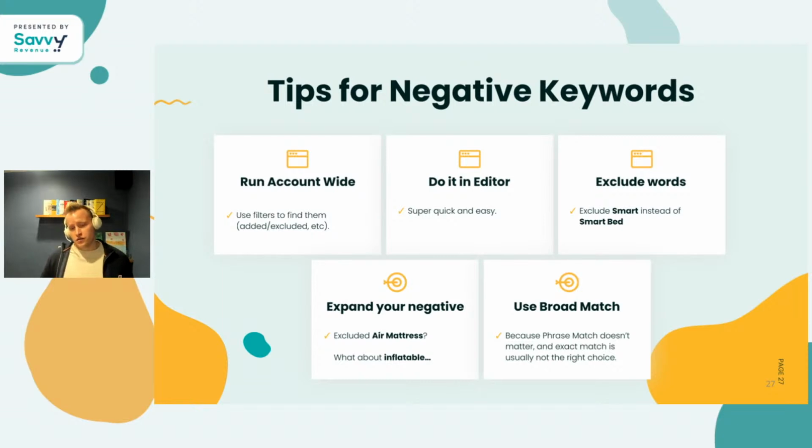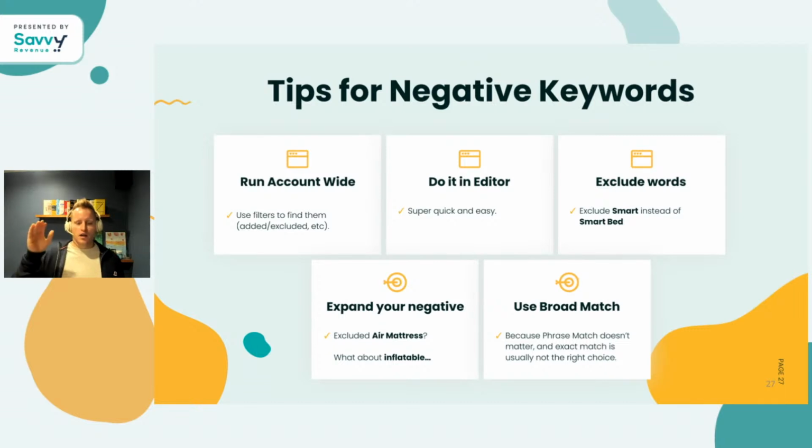I like to do this in the editor. Super easy now that you can get search terms there, especially for large accounts. Remember to exclude words instead of keywords. So instead of excluding smart bed, smart beds, etc., just exclude the word smart, because I don't have any smart beds. I don't sell anything smart in my store.